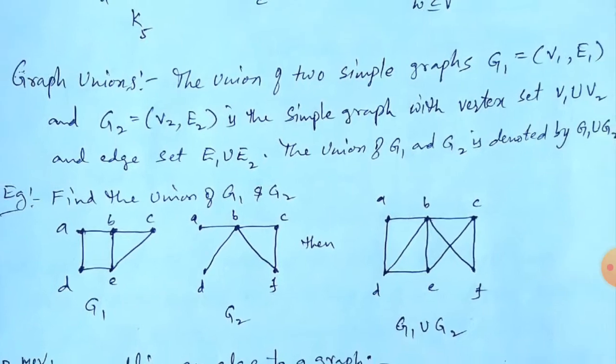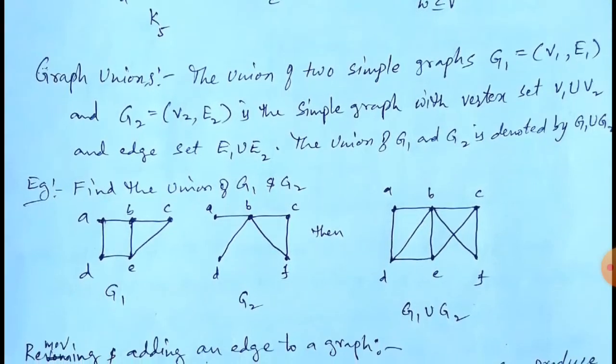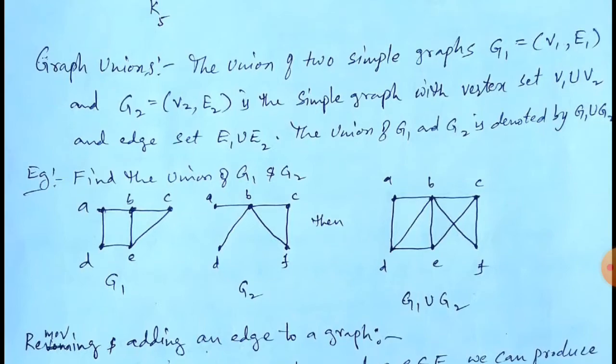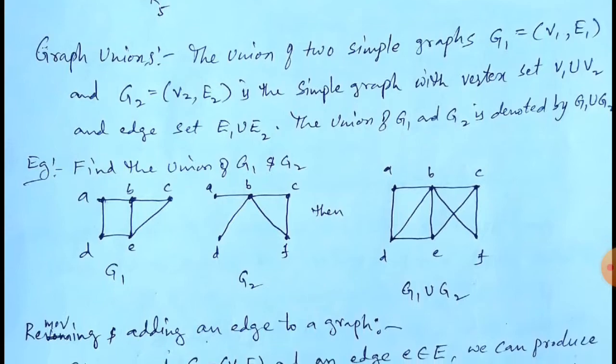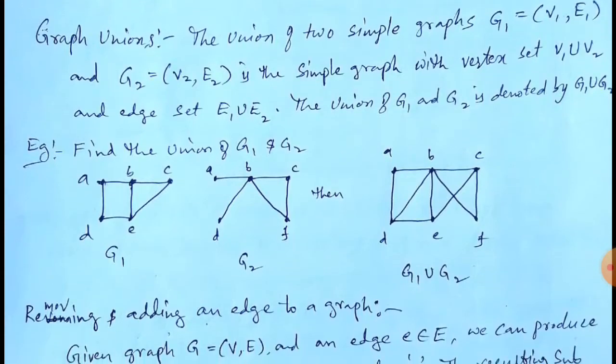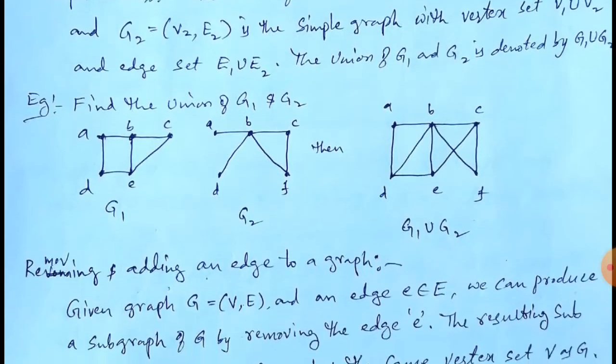This is the definition of graph union. The union of two simple graphs G1 equal to V1 comma E1 and G2 equal to V2 comma E2 is the simple graph with vertex set V1 union V2 and the edge set E1 union E2. The union of G1 and G2 is denoted by G1 union G2, and the example is given.